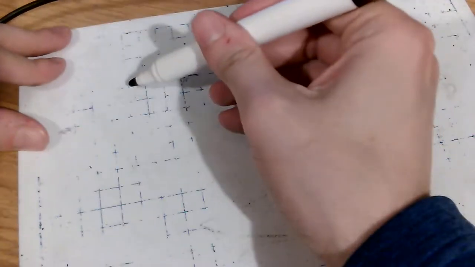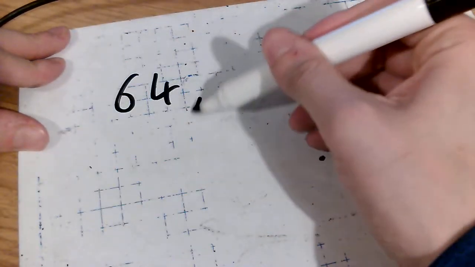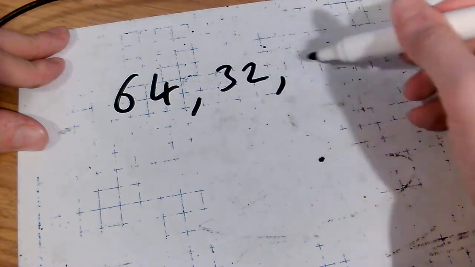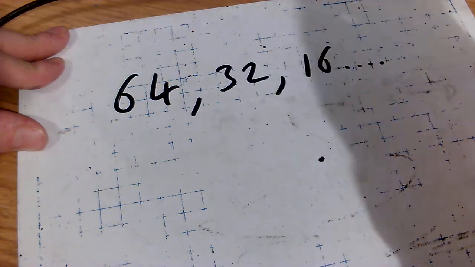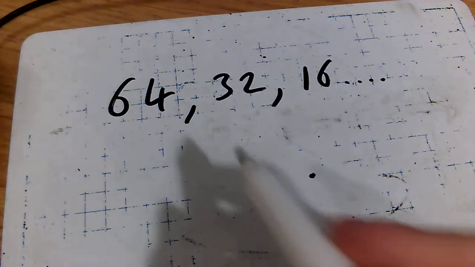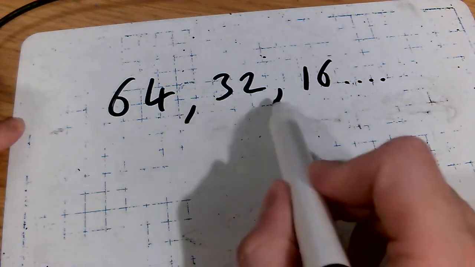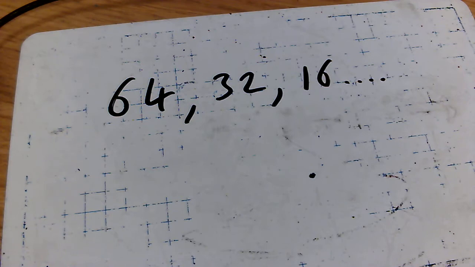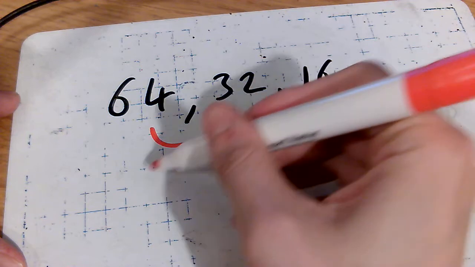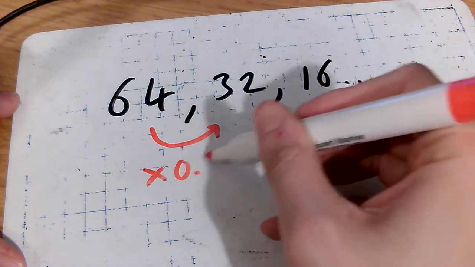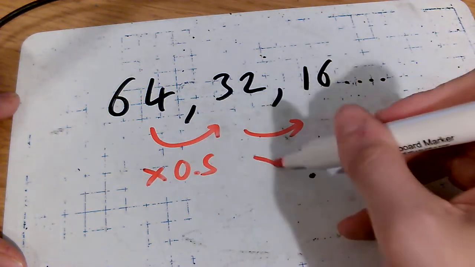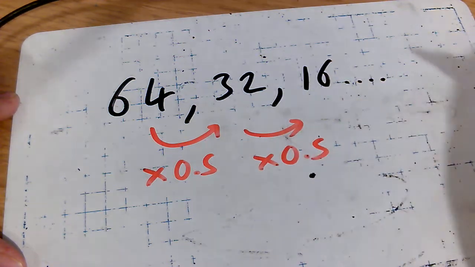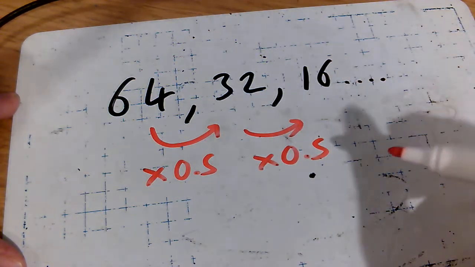Now, if we just start the first few off here, 64, 32, 16, and so on. Now, it's not an arithmetic sequence because we're not adding or subtracting the same thing between each term, but we are doing something between each term. And in this case, we can see that what we're doing is dividing by 2, or another way of putting it, multiplying by 0.5 or by half. And that is consistent for every single term, and that would be carried on all the way through.